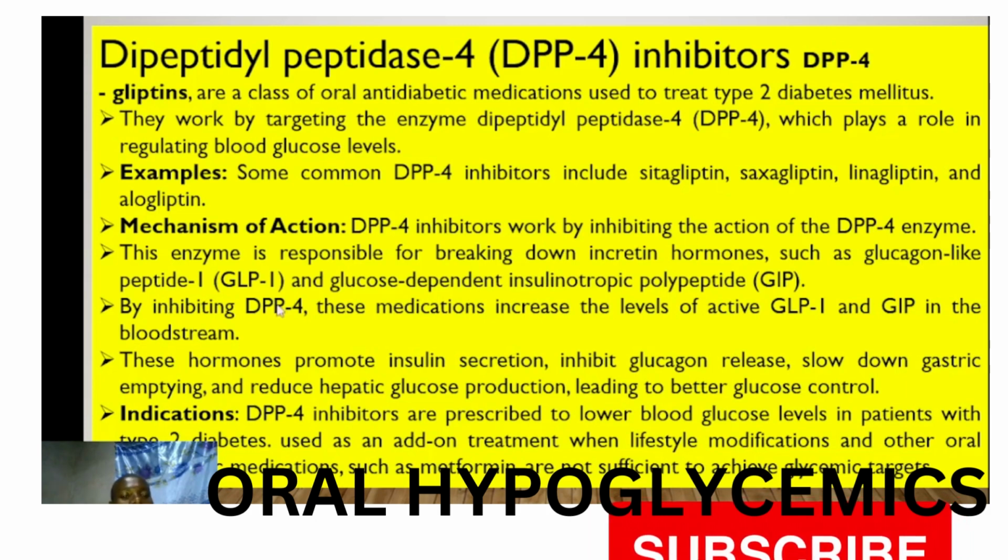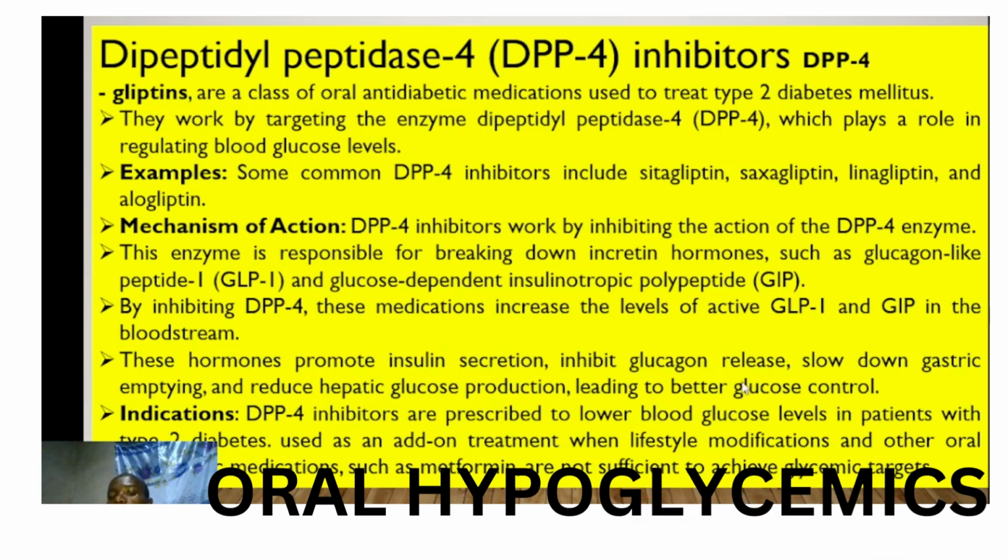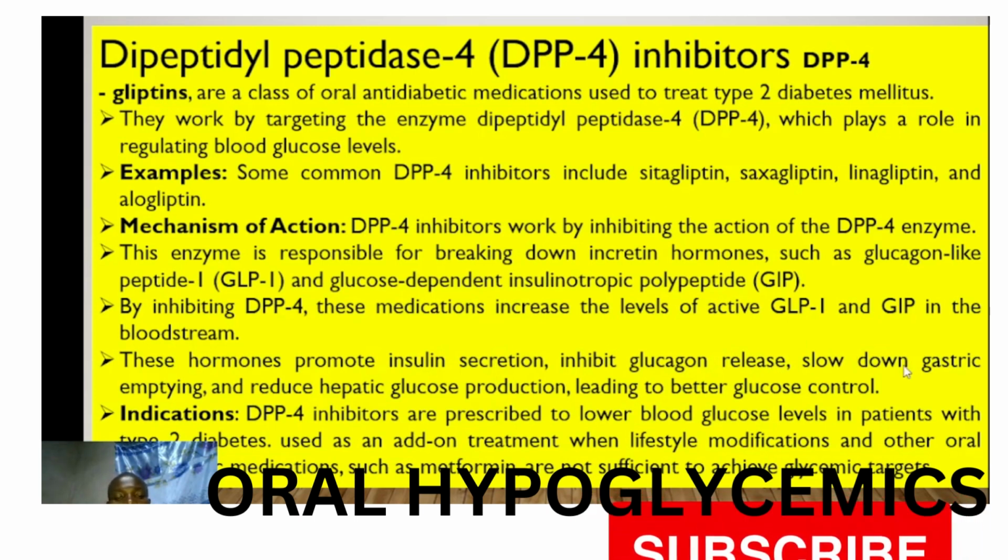So by inhibiting DPP-4, this medication increases the levels of the active GLP-1 and GIP in the bloodstream. These hormones, the incretins, promote insulin secretion, inhibit glucagon release, slow down gastric emptying, and reduce hepatic glucose production, leading to better glucose control.